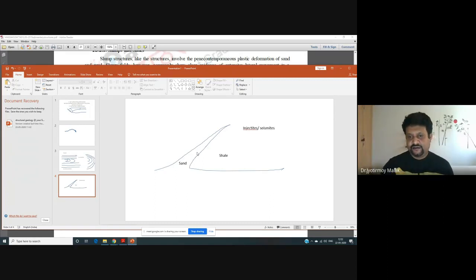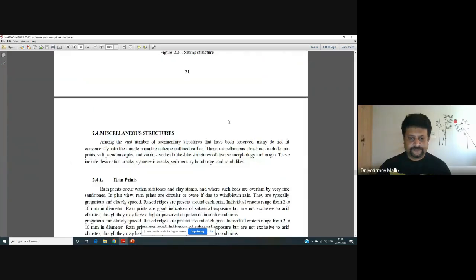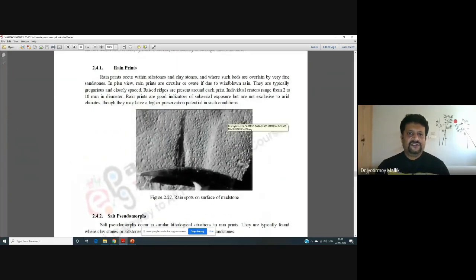These beautiful elongated flame structures that you observe as a set of the penecontemporaneous deformations are called seismites, and they're very typically used to date paleoseismic events. So that is penecontemporaneous deformation.